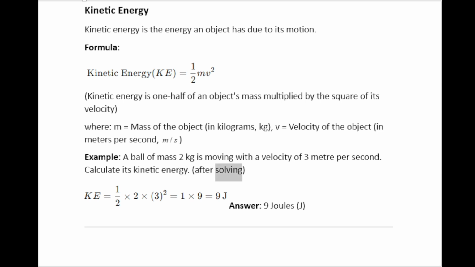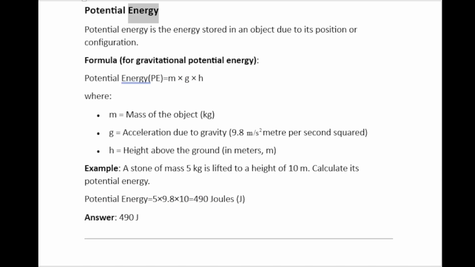After solving. Answer: 9 joules, J. Potential energy. Potential energy is the energy stored in an object due to its position or configuration.